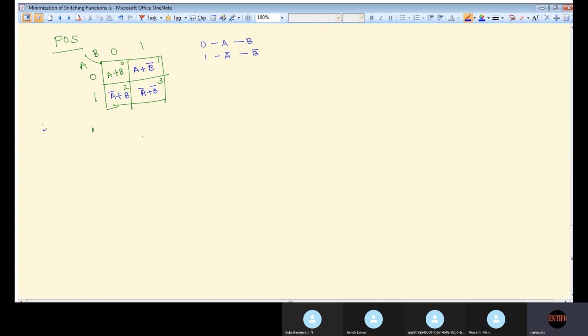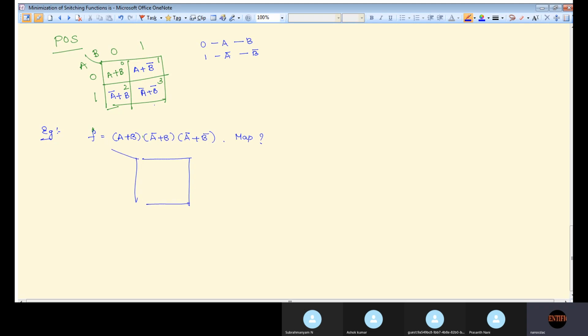Okay, so now I am giving you an example. F is equal to one function I am giving. This is in product of sum form: A plus B, A bar plus B, A bar plus B bar. Now we need to map this function. If I ask you to map this function, how do you do it?